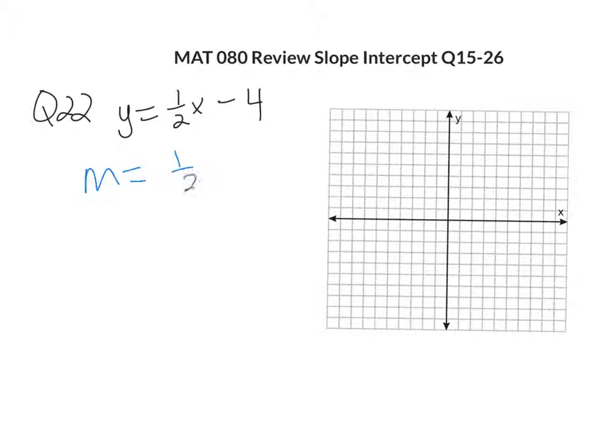Slope is 1/2, and my y-intercept for question number 22 is negative 4. So I'm going to plot my y-intercept first at negative 4, 1, 2, 3, 4. And then I'm going to use my slope, which is 1/2. That tells me my rise over run. It tells me to go up 1 and then over 2. I went 2 to the right because it's positive. However, I could go down 1 and then to the left 2. That point is also part of this line.